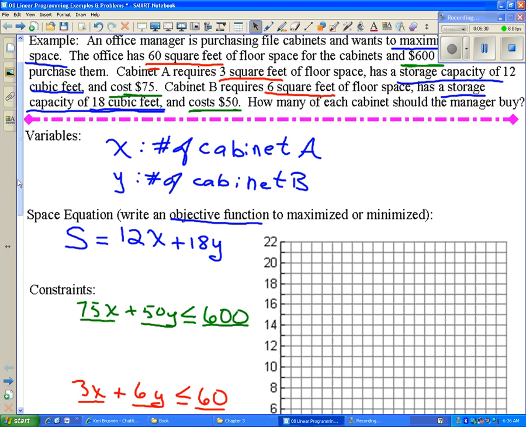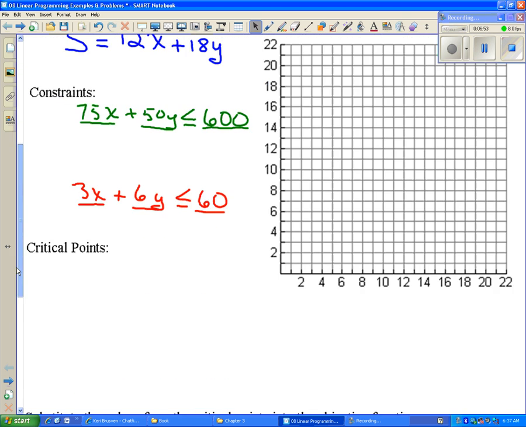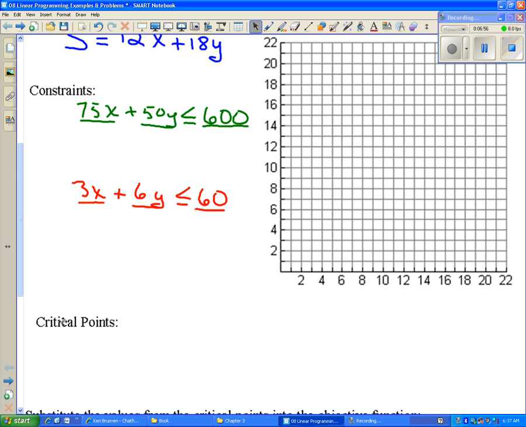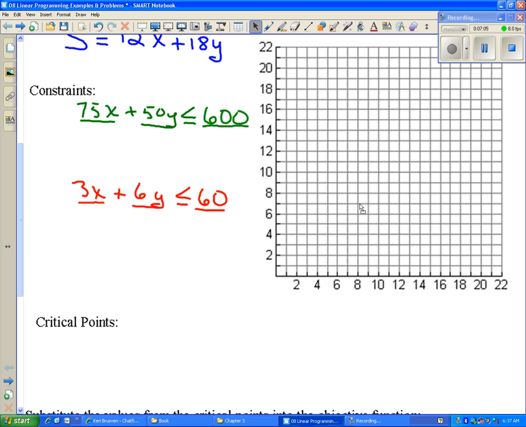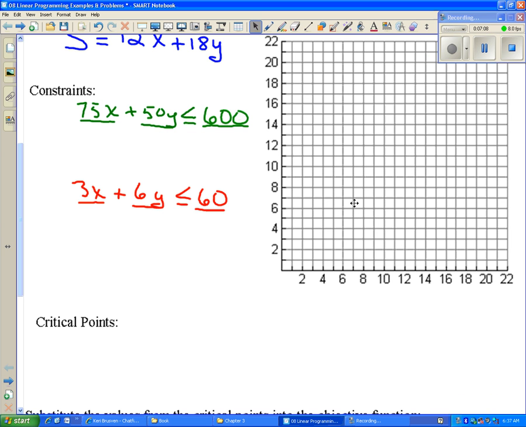I do need to remember, realize, and understand that I cannot have a negative number of cabinets. So even though it's not stated, I have something set up in here that says x is greater than or equal to 0, y is greater than or equal to 0. I'm limited to quadrant 1. Why am I limited to quadrant 1? Because I can't have any negative number of cabinets. Now, am I going to go ahead and list that there? No. But notice in this graph that I put here, I'm limiting it to quadrant 1, and that's the understanding we need to know.